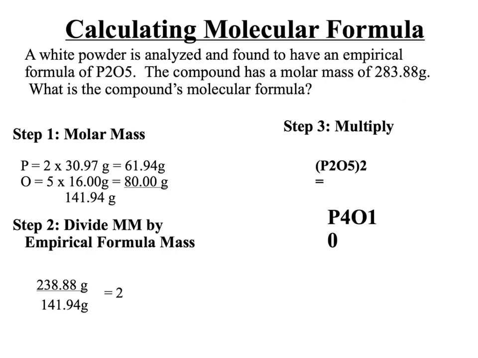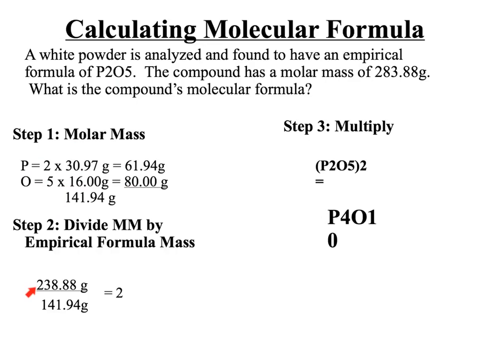So the first thing I would do is find the molar mass of our empirical formula. We have 2 phosphorus, each weighing 30.97 from the periodic table, total mass of 61.94. We have 5 oxygens, each weighing 16 from the periodic table, with a total mass of 80. We add these two numbers up and we get a molecular mass of 141.94.